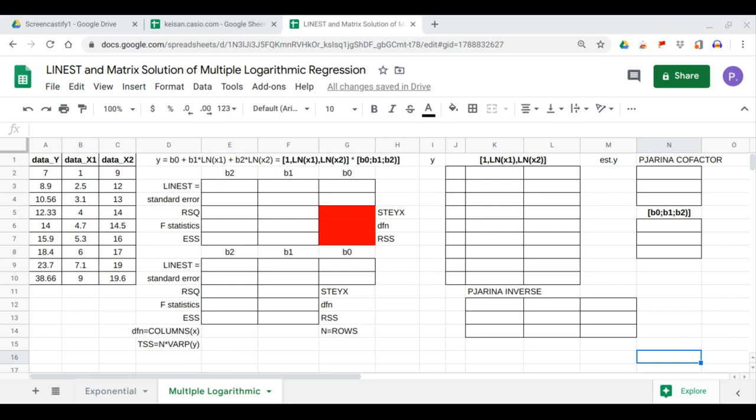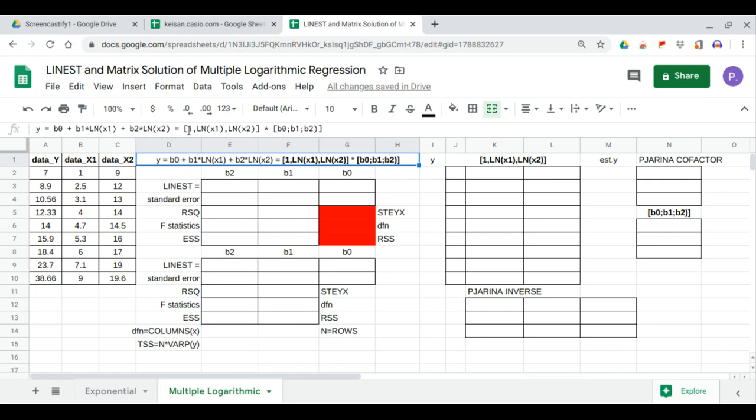Hello, in this video we will show LINEST and matrix solution of multiple logarithmic regression. This is multiple because we have two independent variables. In this data set we have one dependent variable and two independent variables. The equation we'll use is the logarithmic, which is y equals b0 plus b1 ln x1 plus b2 ln x2.